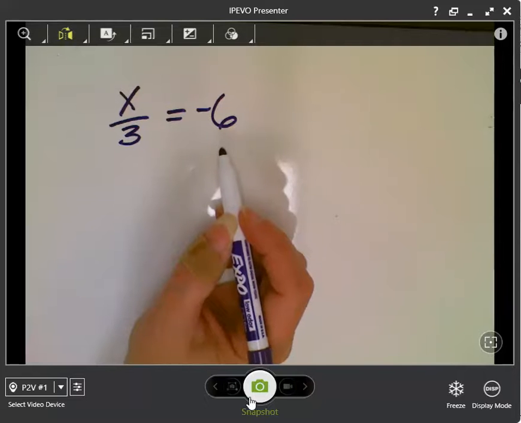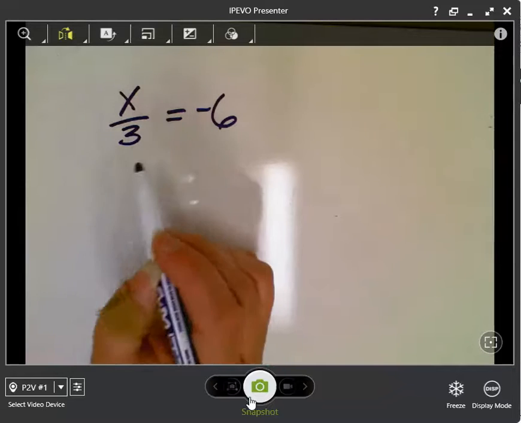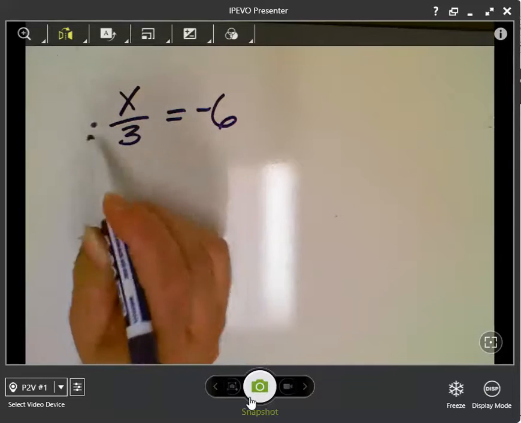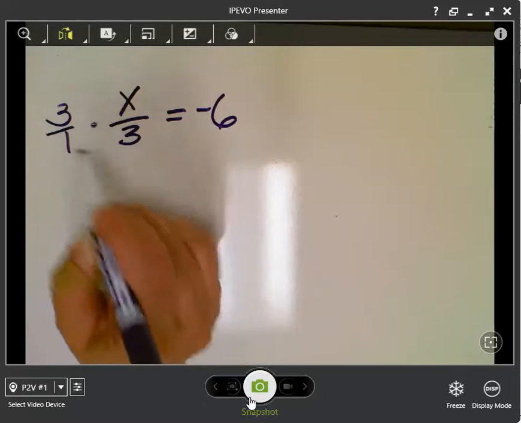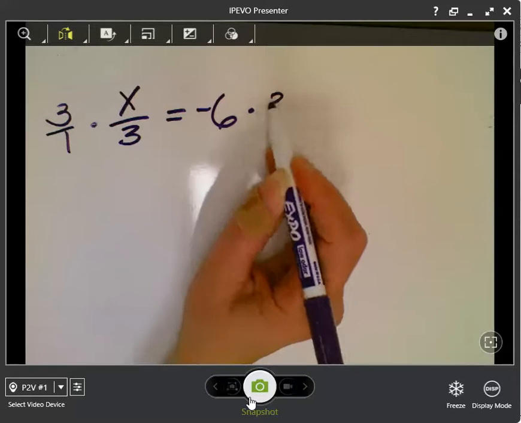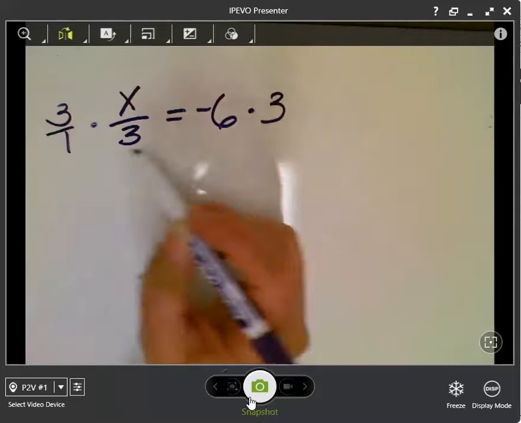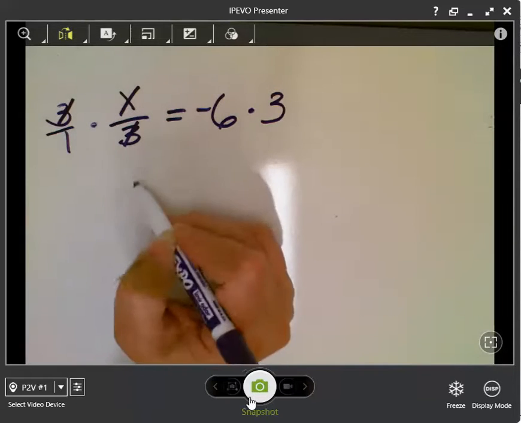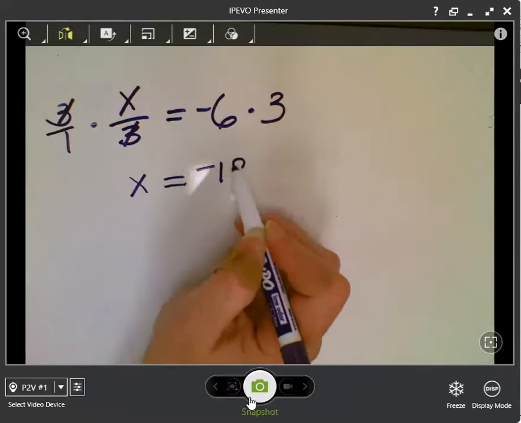Well, the division property of equality basically says that if you divide by the same... or actually, we're going to do the opposite of dividing by 3, because this is dividing by 3. So we're going to multiply by 3. That's like multiplying by 3 over 1, and multiplying by 3 over here would be the same thing. If I do it to one side of the equation, I do it to the other. And this becomes x by itself because these can reduce early, leaving x by itself, and then that's negative 18.